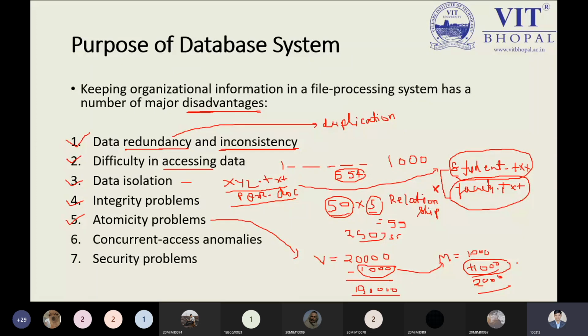Then what is the problem? There was a technical issue. Then after a while, suddenly you got a message that your transaction failed due to some technical reason.